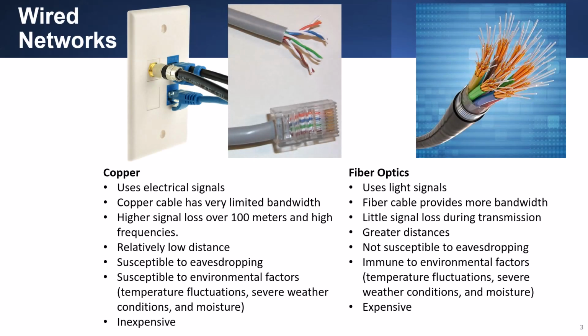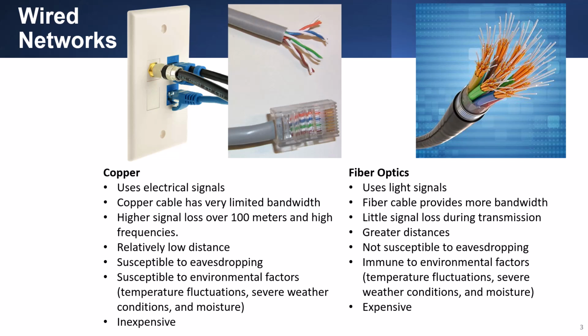Wired networks can be divided into copper and fiber optics cabling. Copper uses electrical signals. Copper cable has very limited bandwidth and a higher signal loss over 100 meters in high frequencies. It has relatively low distance. It is susceptible to eavesdropping and is susceptible to environmental factors including temperature fluctuations, severe weather conditions, and moisture. It's also inexpensive.